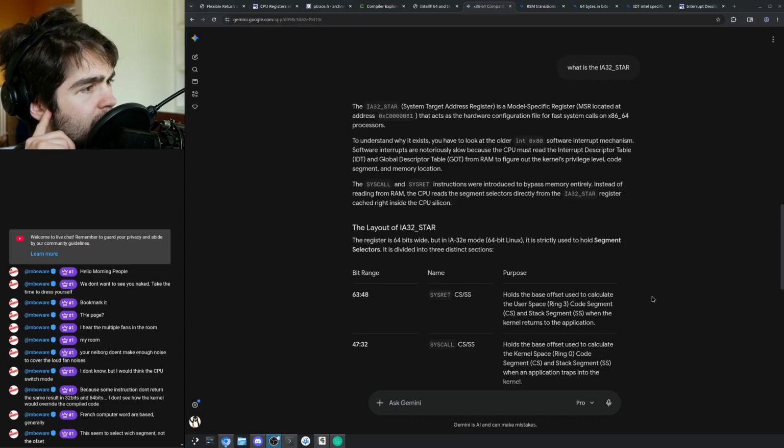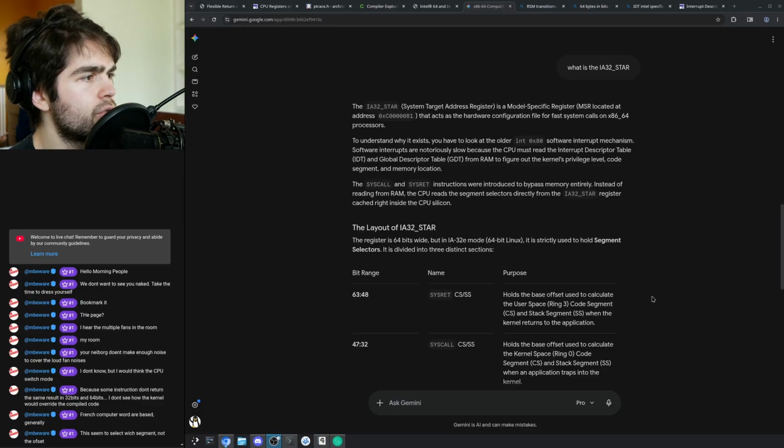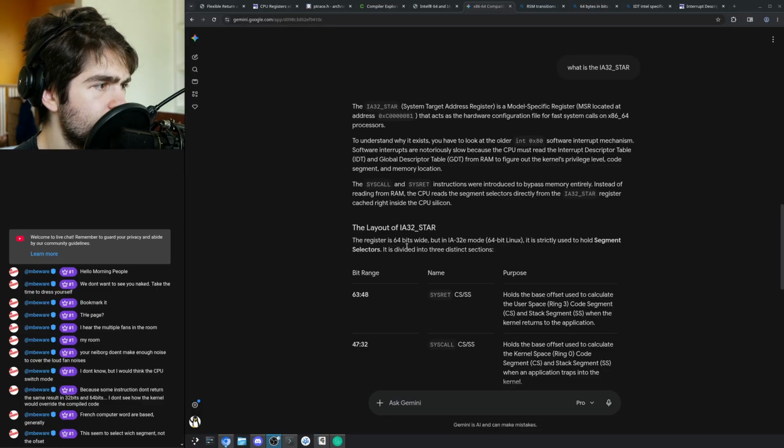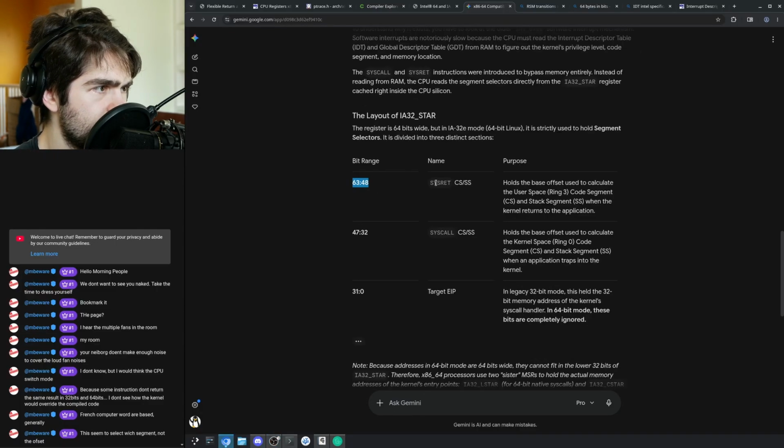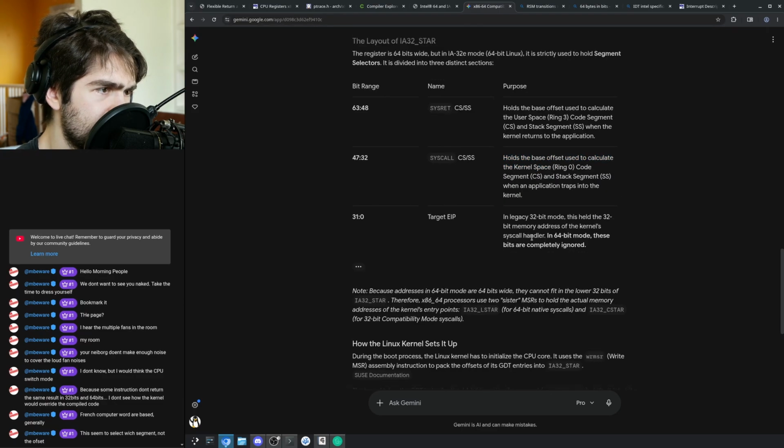The syscall and sysret instructions were introduced to bypass the memory entirely. Instead of reading from RAM, the CPU reads the segment selector directly from the IA32 STAR register, cached right into the CPU silicon. Okay, so this sysret, syscall, holds the base of the offset that calculates the user space segment selectors. In legacy 32-bit mode, this is a 32-bit memory address.